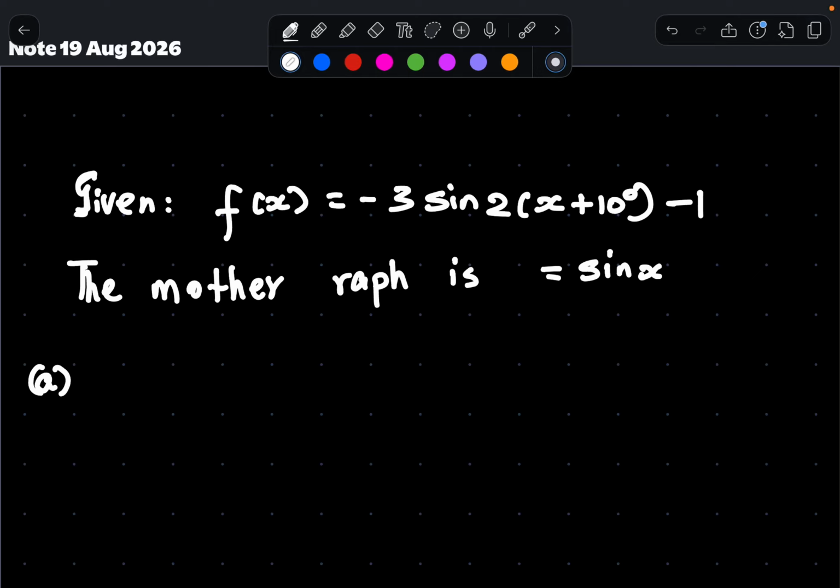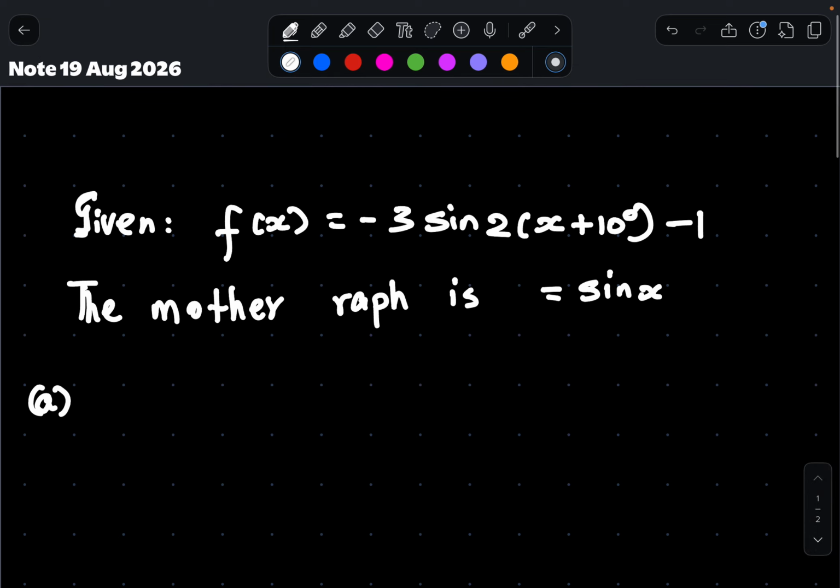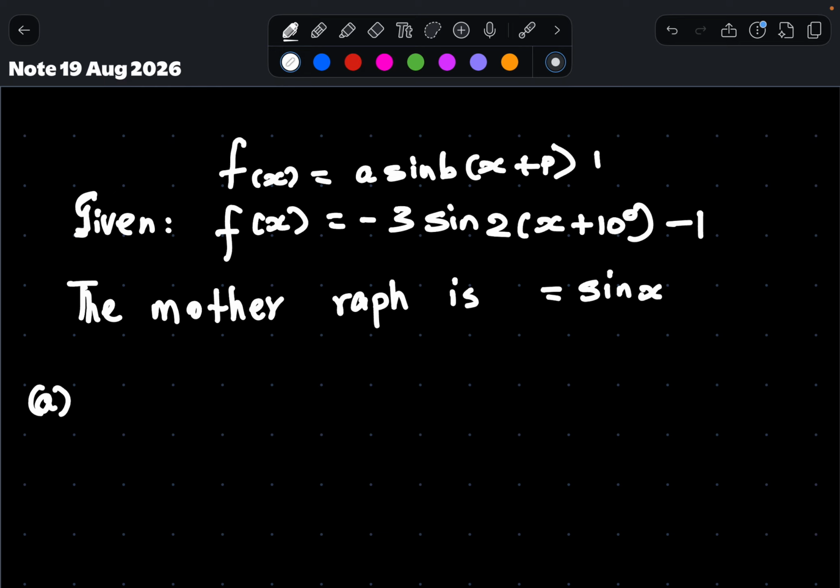In this video, we are going to be discussing things like amplitude, maximum value, minimum value, range, period, and all those things, right? So ladies and gentlemen, we are given f of x here, but we need to remember that the basic form is f of x equals a sine bx plus p plus q. That is our basic form.